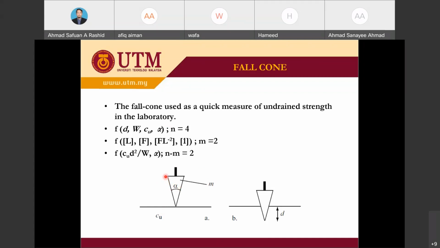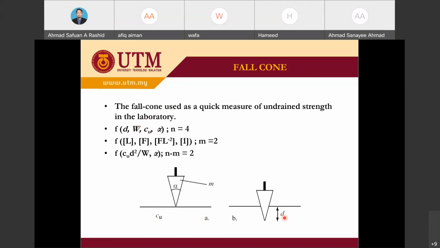M is the mass, which we may convert to weight, so that's why they have W here. Cu is what we call the undrained shear strength of the soil. And D is the penetration depth.